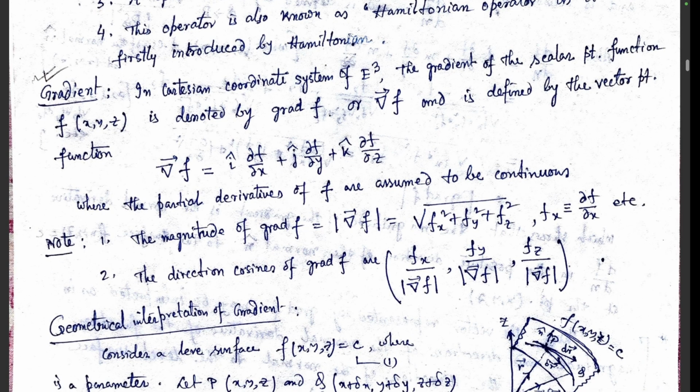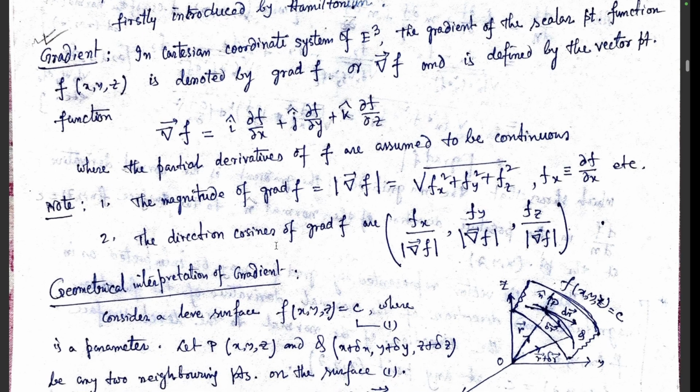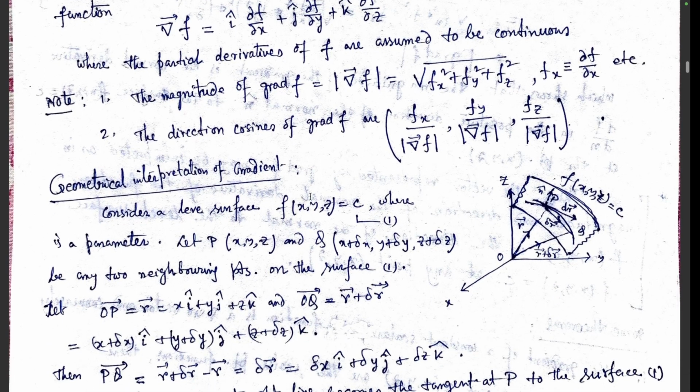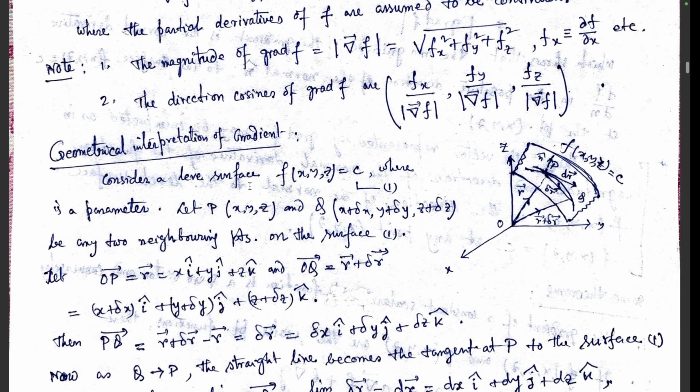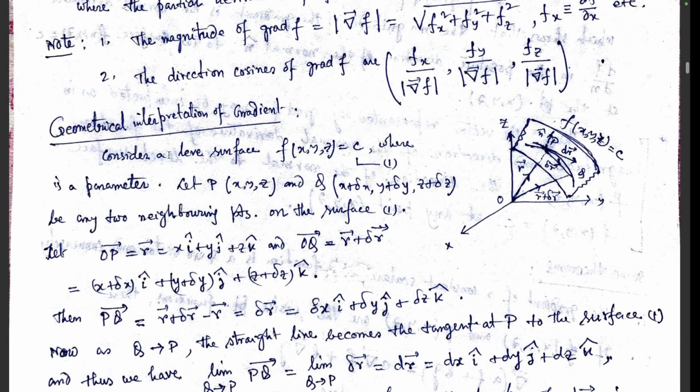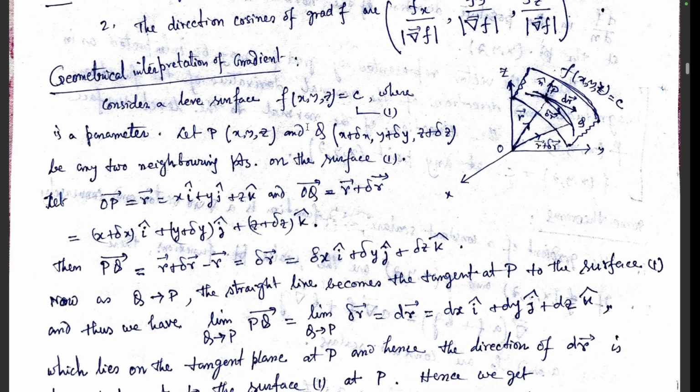The magnitude of grad f is the square root of fx square plus fy square plus fz square, and the direction cosines of the gradient are fx by mod of grad f, fy by mod of grad f, fz by mod of grad f. The geometrical interpretation of this gradient vector: this is the surface f(x,y,z) equal to c, and P(x,y,z) and Q are points, Q being another point.